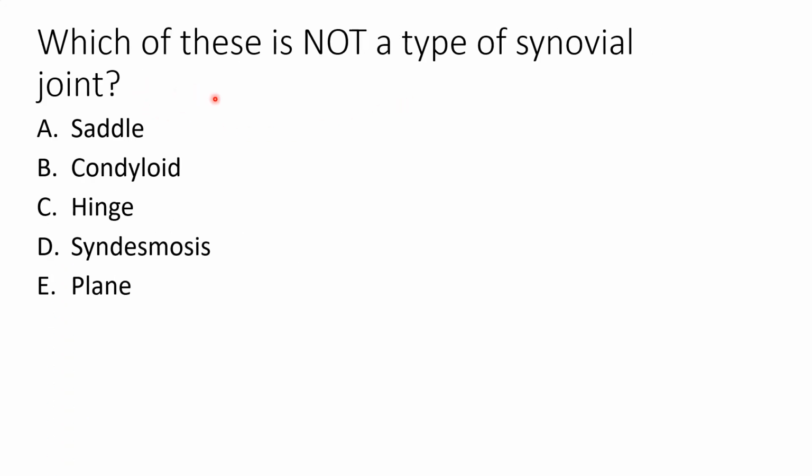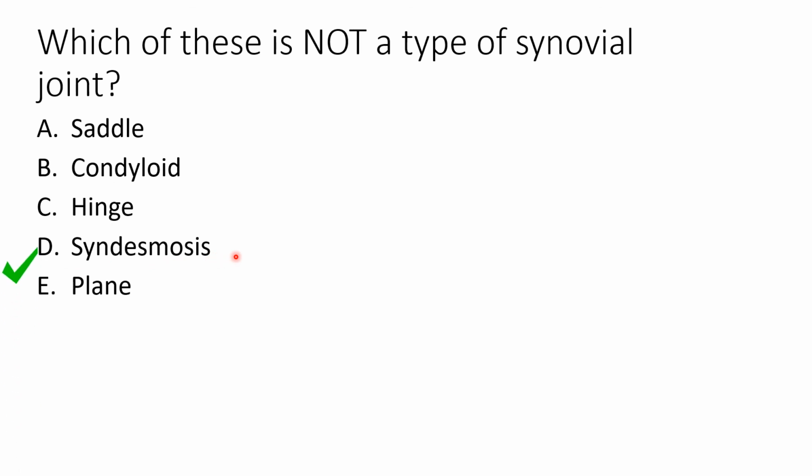Which of these is not a type of synovial joint? Saddle, condyloid, hinge, syndesmosis, or plane. Which one does not fit in this category? A saddle joint is a synovial joint. A condyloid is a synovial joint. A hinge is a type of synovial joint. And plane is also a type of synovial joint. So the correct answer is D.